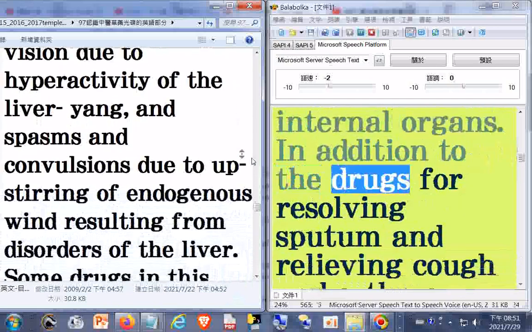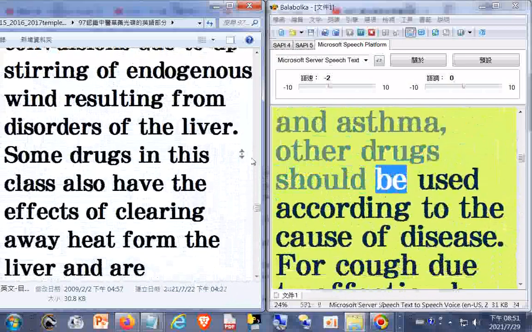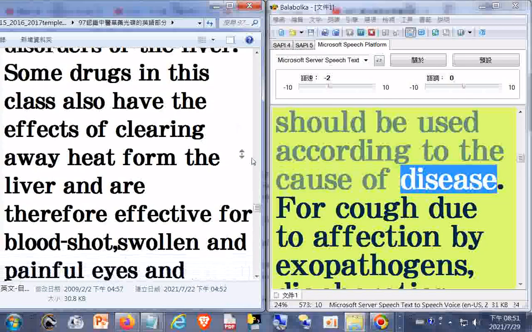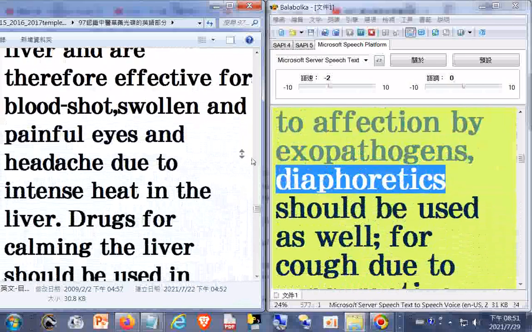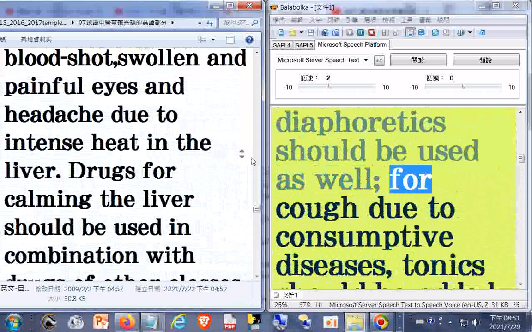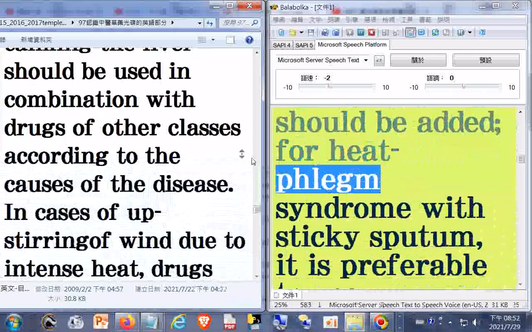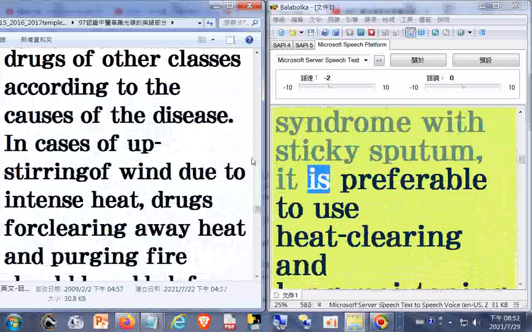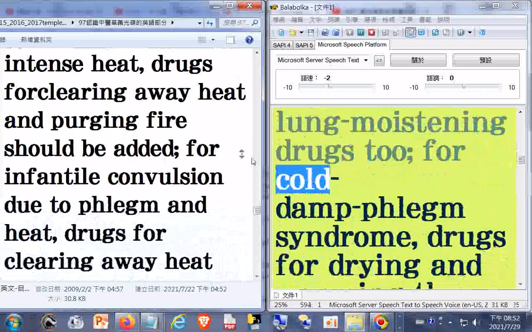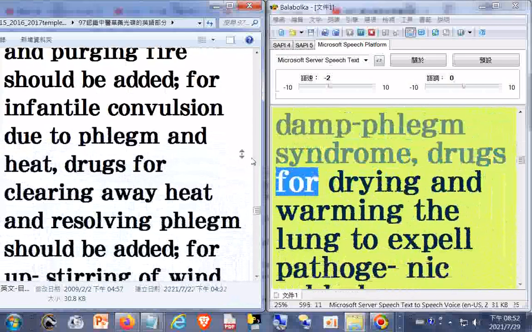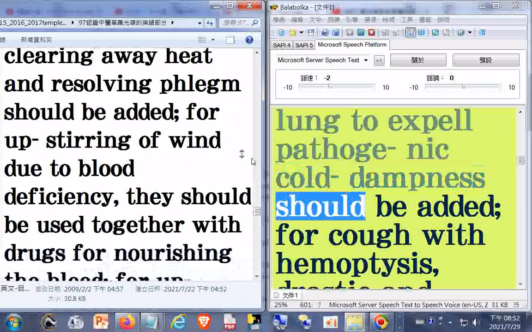In addition to the drugs for resolving sputum and relieving cough and asthma, other drugs should be used according to the cause of disease. For cough due to affection by exopathogens, diaphoretics should be used as well. For cough due to consumptive diseases, tonics should be added. For heat phlegm syndrome with sticky sputum, it is preferable to use heat-clearing and lung-moistening drugs too. For cold-damp phlegm syndrome, drugs for drying and warming the lung to expel pathogenic cold and dampness should be added.